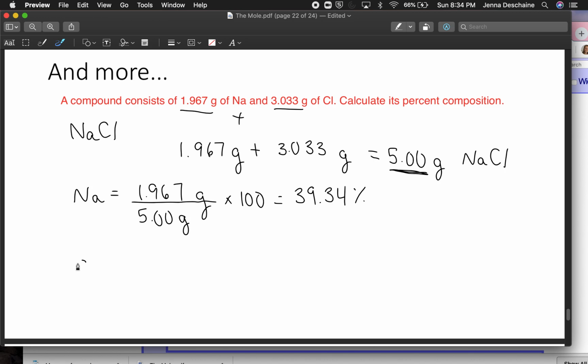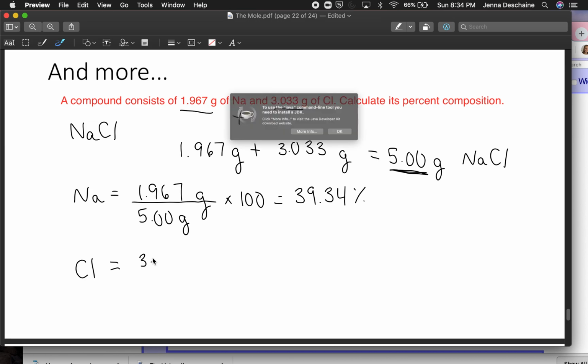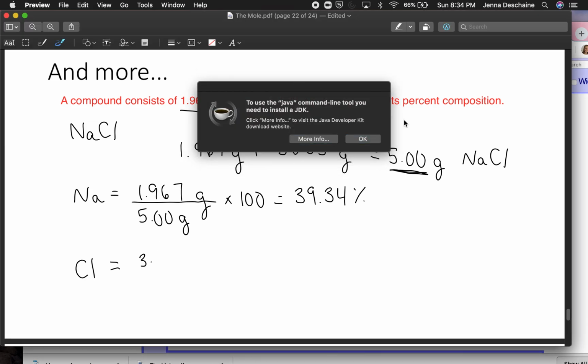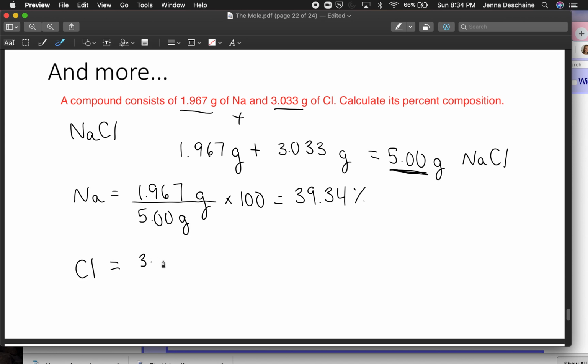Okay, so I'm going to do the same thing for chlorine. The mass of chlorine in this case is 3.033 grams. Divide that by 5.00 grams. All right, multiply that by 100.